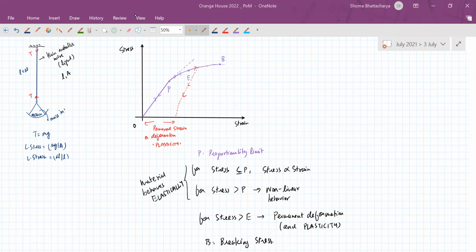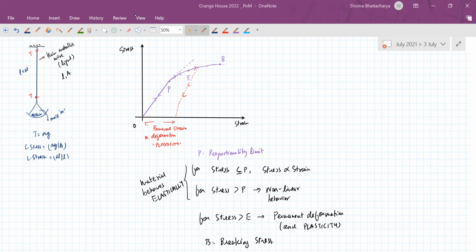But if we do a similar experiment for shearing stress and strain or volumetric stress and strain, we get a similar kind of relationship. The values will be different. The value of proportionality limit, the value of elastic limit will be different for the different types of elasticity and different for different materials. But the general nature of the graph will be similar.